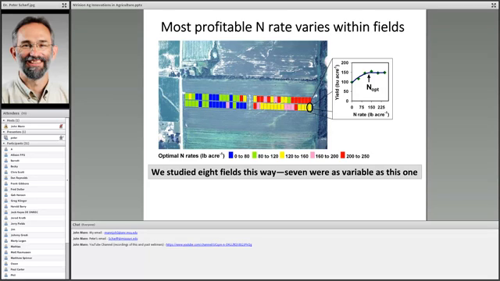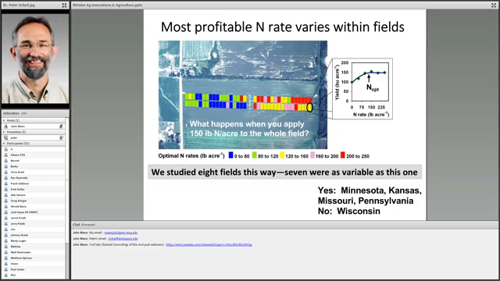We're not the only ones who have made this kind of a study, and this is not the only field that we studied. We had 8 and 7 were as variable as this one. In Minnesota, Kansas, and Pennsylvania, other people did research showing similar outcomes. A fairly limited study in Wisconsin did not show a lot of variability, but overall, what is out there in terms of science suggests that within field there's a lot of variability from place to place, and if you apply 150 or whatever the rate is in your area that's normal, you're probably going to be both over and under in parts of that field.